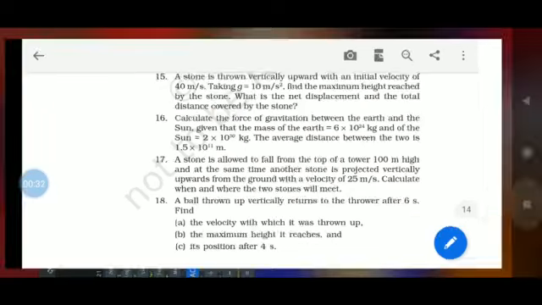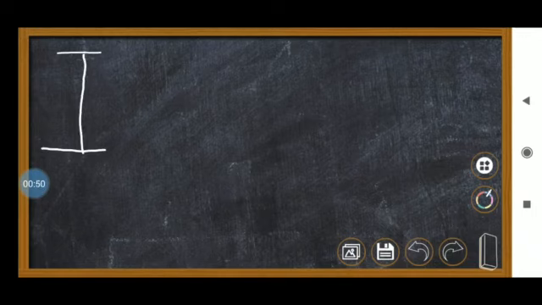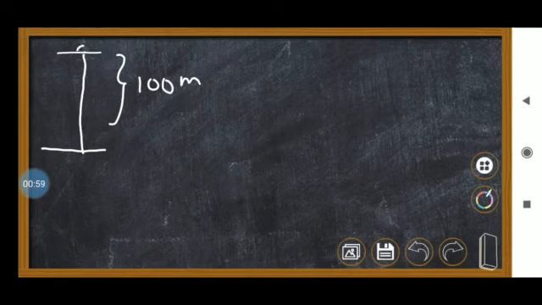Okay, so first you have to just look here. First, when the stone is dropped from a certain height, the total height is equal to 100 meter. From here the stone is dropped, so the stone is coming down here. And at the same time you are throwing one stone vertically upwards from the ground.